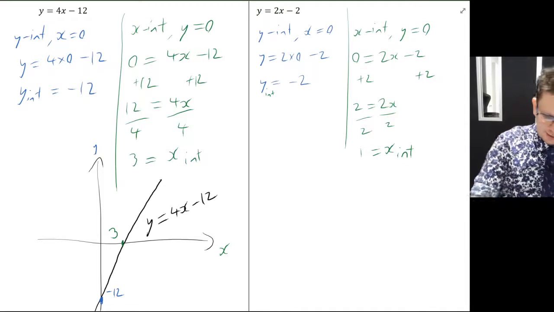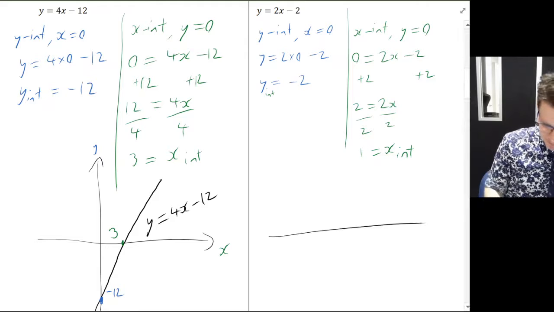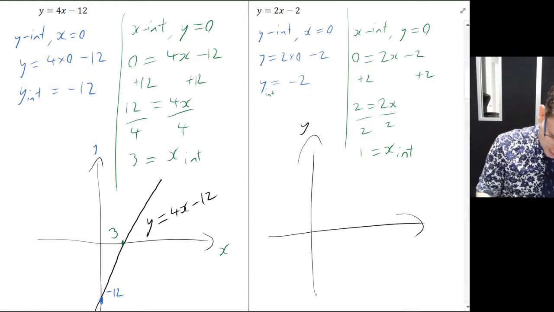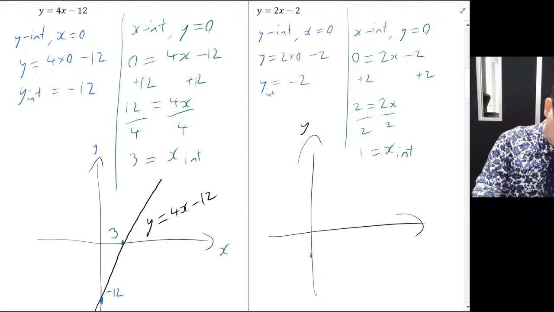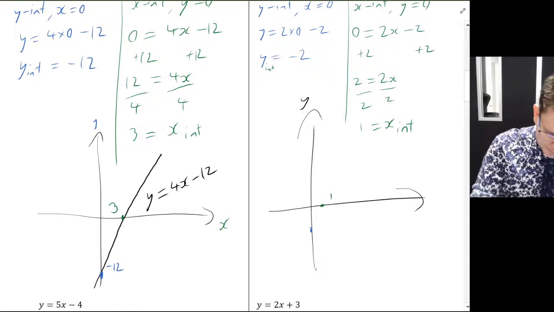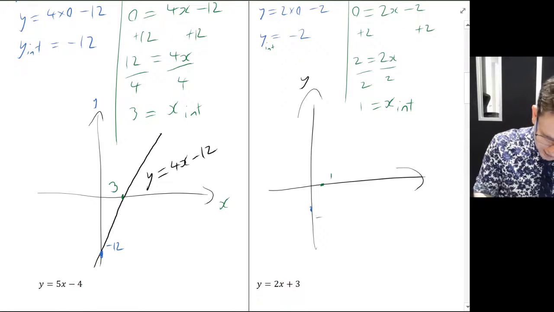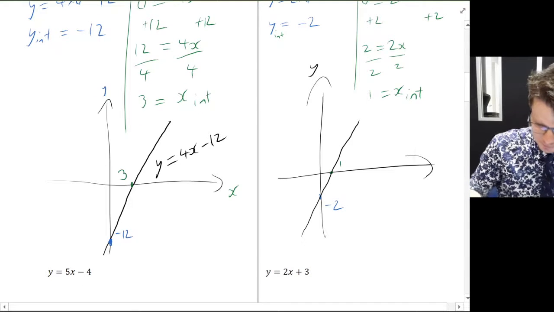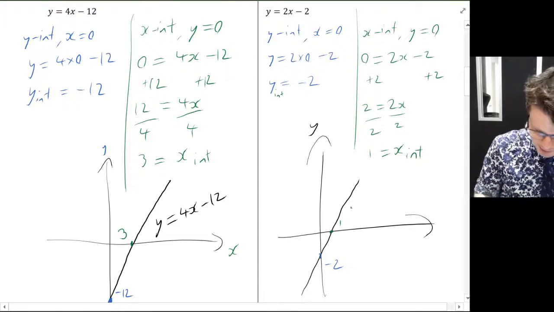Now that I've got that, draw me axes. So for y, 2 is about down here. And for x, 1 is about here. So 1, minus 2. Draw a straight line through them. And that is a sketch of y is equal to 2x minus 2.